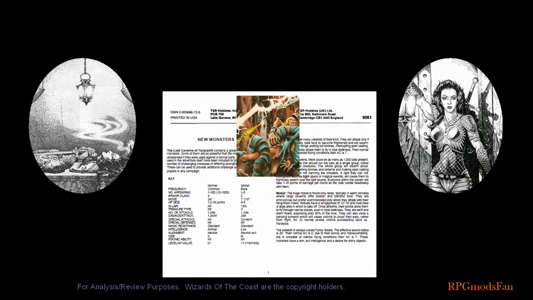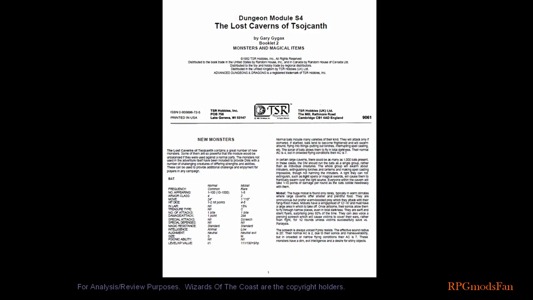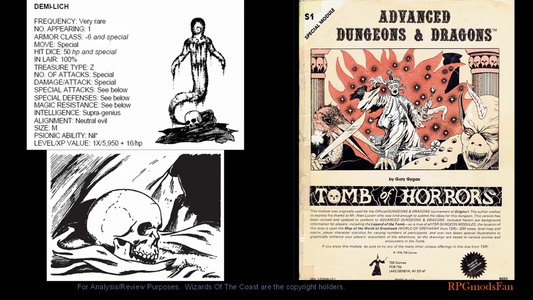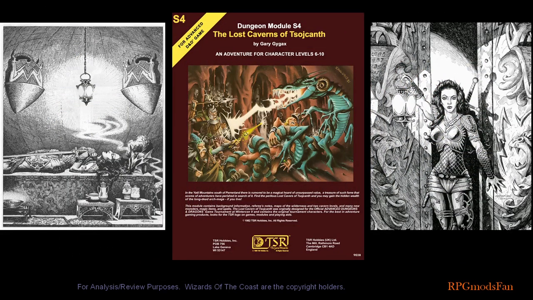Despite this video being already long, I was not able to discuss Booklet 2 of the module in much detail. As mentioned before, it contains new magic items, spells, and many new monsters, including ones that have been in other modules, such as the Demi-Lich, which appeared in the S1 Tomb of Horrors module. In general, a D&D module is supposed to contain a few new monsters. With this module, Gary went overboard.